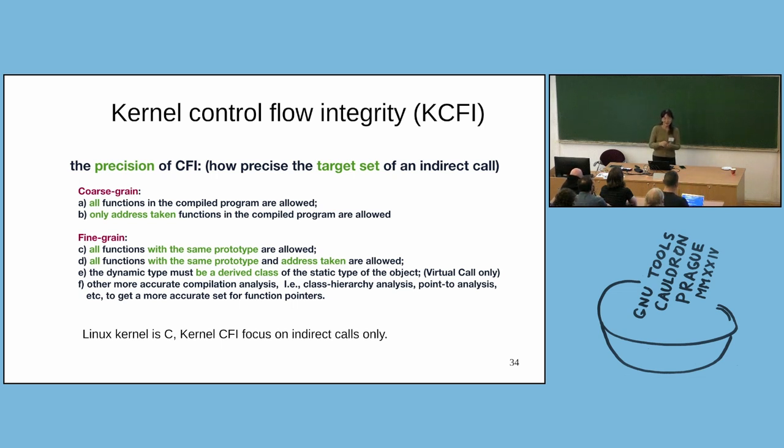And all the address-taken functions are allowed. That's coarse grain. The fine grain will be finer. So with the same prototype, you can, the C, D, E, F just get finer. C is all functions with the same prototype. D is the same prototype and address taken. E is even finer, only the derived classes, that's for C++. Or if the compiler analysis is more accurate, the points-to class hierarchy, we can point to the exact set. That's more accurate. So this is the precision.